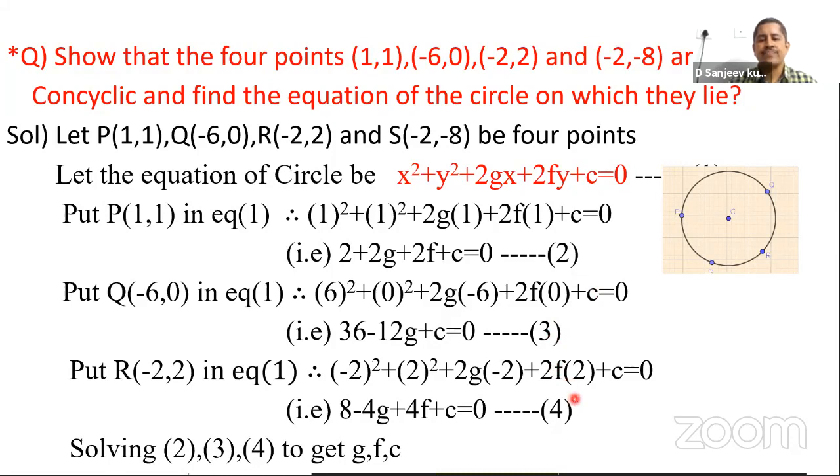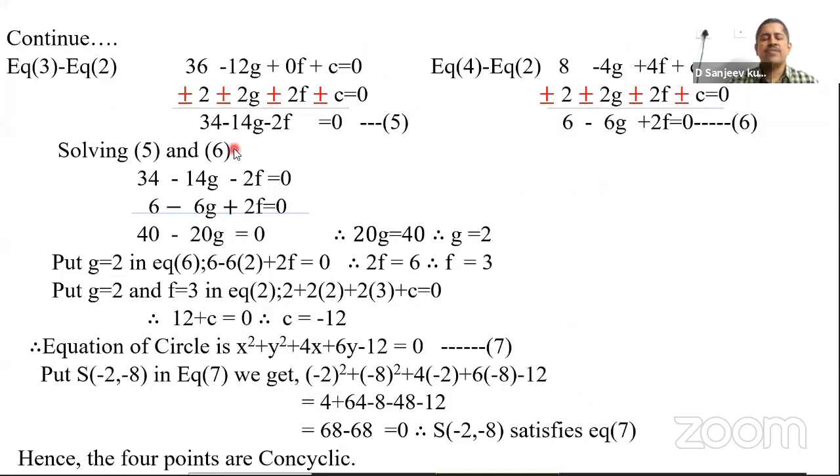Next, you have to solve equation 2, equation 3, equation 4 in different ways, and you got equation number 5 and equation number 6. So you eliminated C first. Then you solved equation 5 and equation 6. You have got the value of G first. After getting the value of G, you get the value of F by substituting in any one of the equations. I have chosen equation 6.